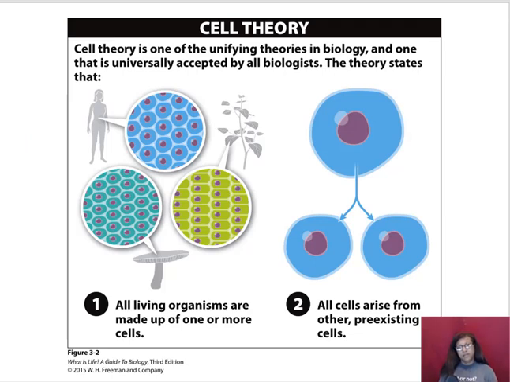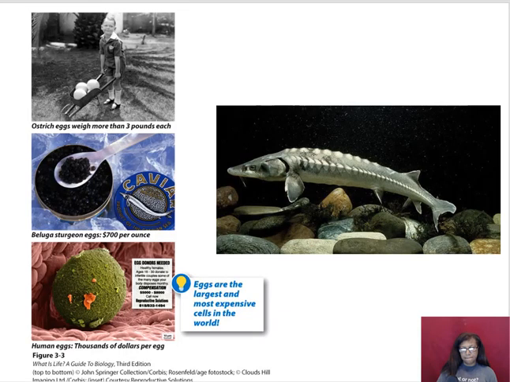So here's a theory that you need to know. Everyone who takes biology needs to know and understand this. So this is the cell theory. The cell theory is one of the unifying theories in biology and one that is universally accepted by all biologists. And the theory states that, number one, all living organisms are made up of one or more cells. And number two, all cells arise from other pre-existing cells. Okay, they don't just magically appear. So that is cell theory.